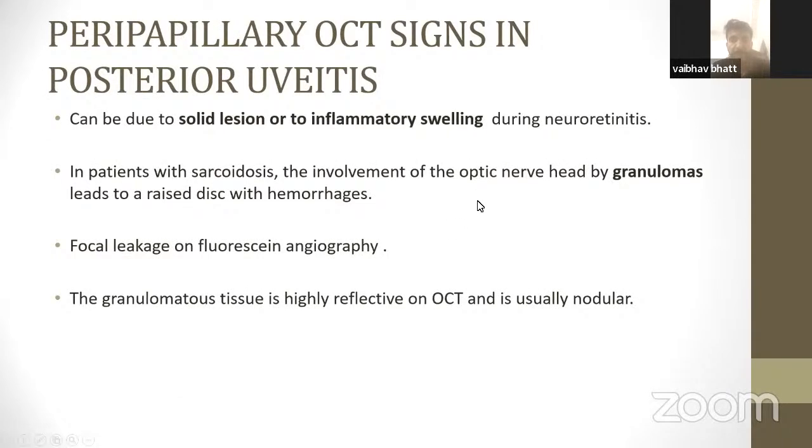Peripapillary OCT signs in posterior uveitis. It can be due to a solid lesion or to inflammatory swelling during neuroretinitis. In patients with sarcoidosis, the involvement of the optic nerve head by granulomas leads to a raised disc with hemorrhages. They have focal leakage on fluorescein angiography. The granulomatous tissue is highly reflective on OCT and is usually nodular.